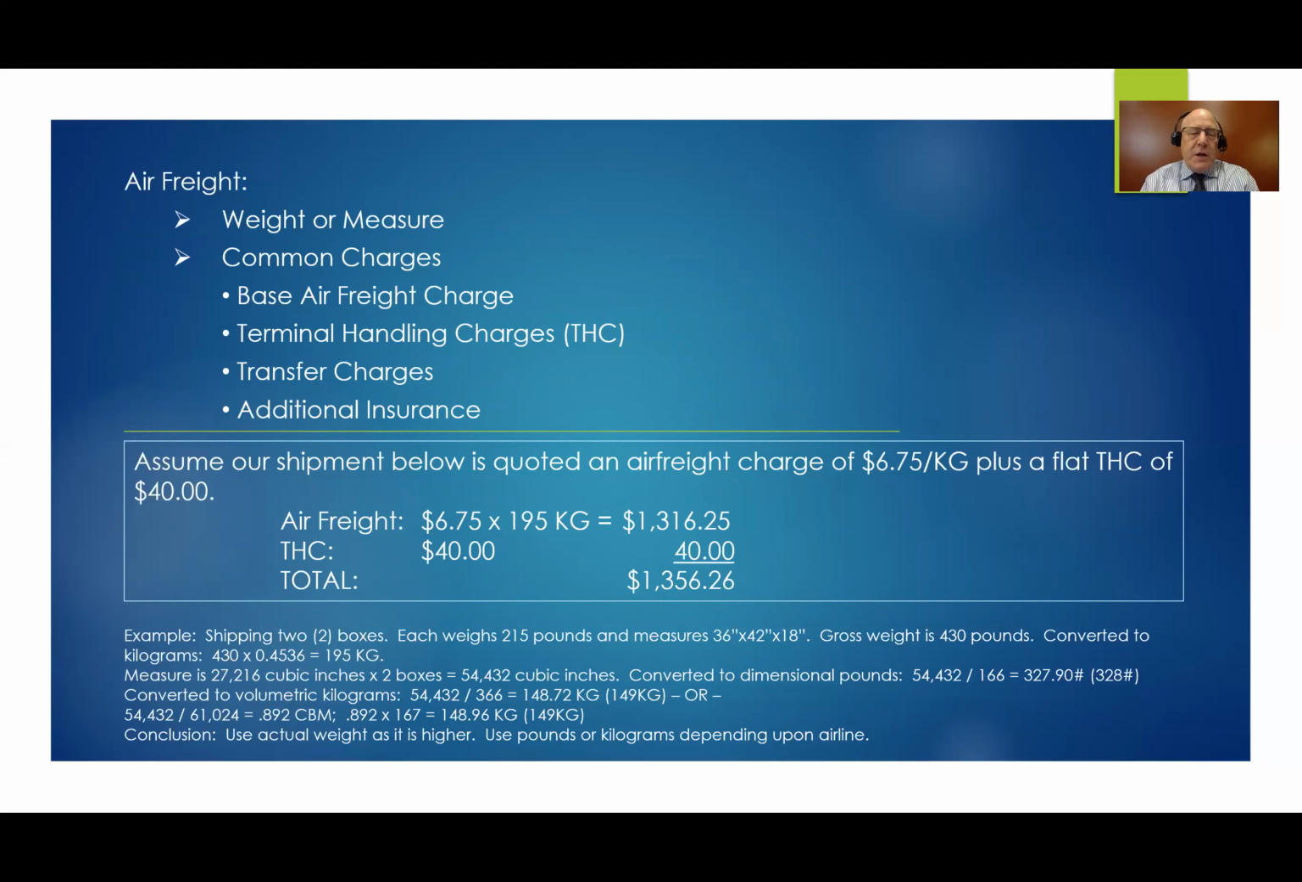So let's say in our example where we've got the 195 kilos, that we were quoted an air freight charge of $6.75 per kilo and a flat terminal handling charge of $40. Therefore, the calculations would be the $6.75 times the 195 kilos to give us $1,316.25. And the terminal handling charge, flat $40, will be added onto that, and the total to ship those 2 items would be $1,356.25.